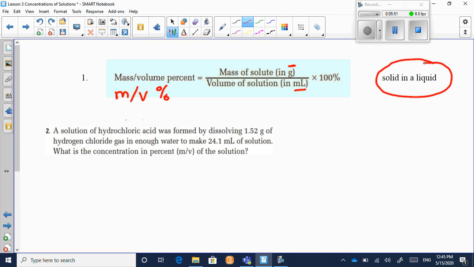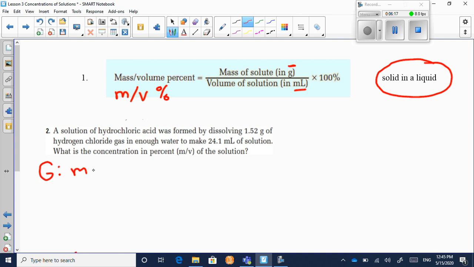All right, well, let's try a question. It says a solution of hydrochloric acid was formed by dissolving, and here we go. I'm going to put some givens here. Hydrochloric acid was formed by dissolving 1.52 grams of hydrogen chloride gas. Now, interestingly, I just told you it was usually a solid in a liquid, but here it's a gas into a liquid. That's fine. So here we go.